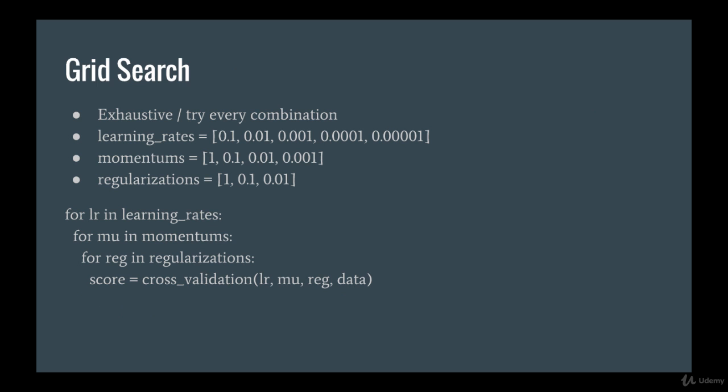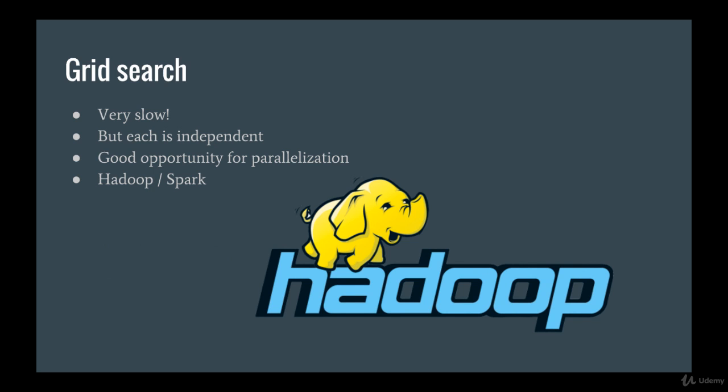So what are some of the different approaches to hyperparameter optimization? There are two I'm going to talk about in this course: grid search and random search. Grid search is an exhaustive search, so you can choose a set of learning rates that you want to try, choose a set of momentums you want to try, and choose a set of regularizations you want to try. And then you try every combination of them. So for example, what I'm doing in this code. As you can imagine, this is very slow. But since each model is independent of the others, there is a great opportunity here for parallelization. Frameworks like Hadoop and Spark are ideal for this type of problem.